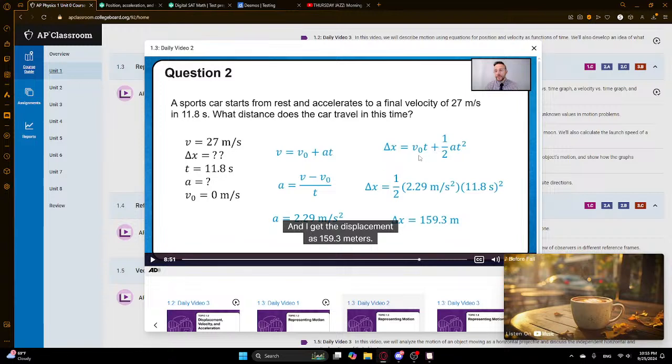Let me try doing this one though. If you take the initial velocity, our initial velocity is what again? It's 0 times time. Oh wait, no, that makes sense. This cancels out because it becomes 0, leaving 1/2.